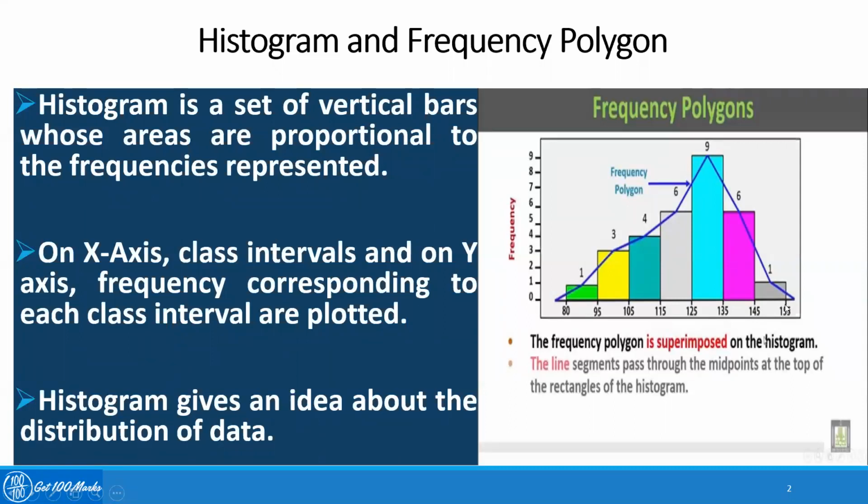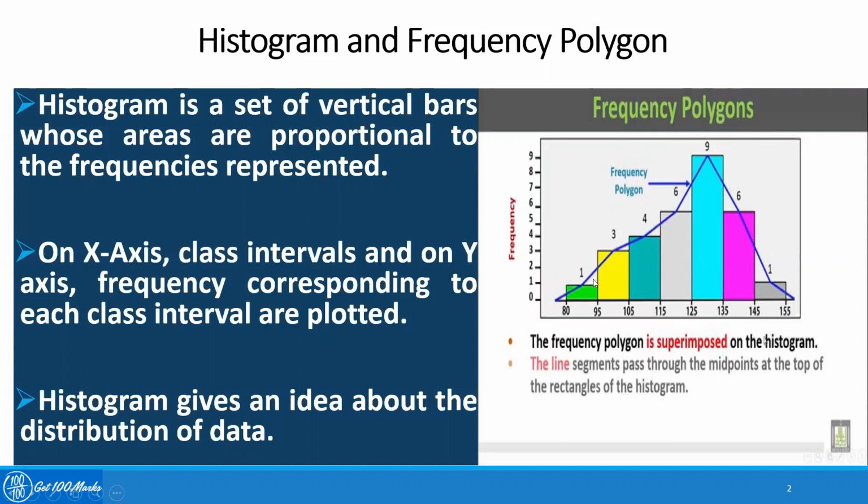So why do we need a histogram? A histogram gives an idea about how the data is distributed, whether the data is skewed or normally distributed. Now, a frequency polygon is drawn when we join all the midpoints of each rectangle on the upper side.